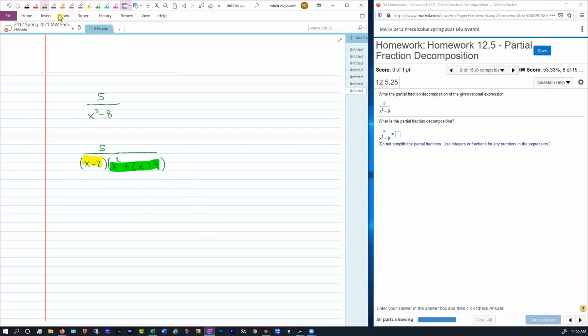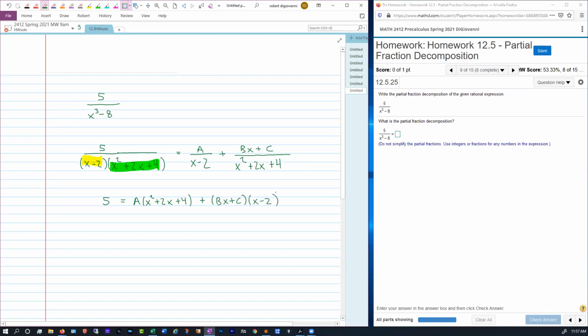So that means that this has to turn into some number over our linear, plus some linear expression over our irreducible quadratic. And now we multiply both sides by the LCD. So I'm going to go a lot faster now. I know that when I multiply the left side by the LCD, I just get the 5. On the right, I'm going to get the A, the x minus 2 cancels, so I'm left with x squared plus 2x plus 4. And then on the other one, Bx plus C is still there, and then the quadratic part cancels, but I still have the x minus 2.